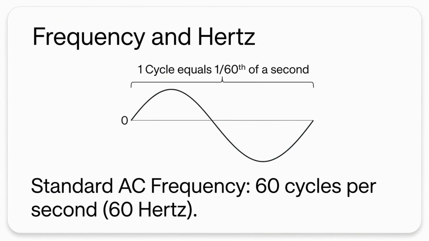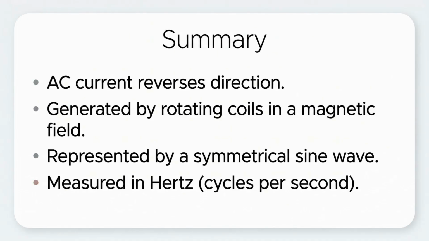To wrap up, alternating current is a highly efficient form of electricity that constantly reverses direction. It is produced by generators that spin wire coils through magnetic fields, and we can visualize this power using a symmetrical sine wave. Understanding these fundamentals is crucial for troubleshooting any modern electrical equipment.